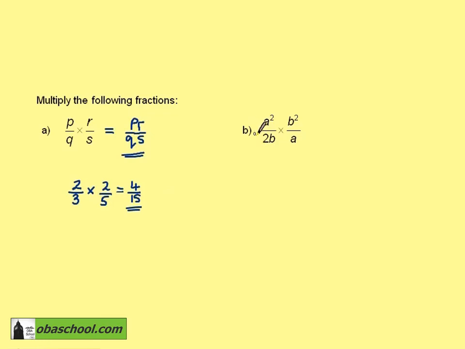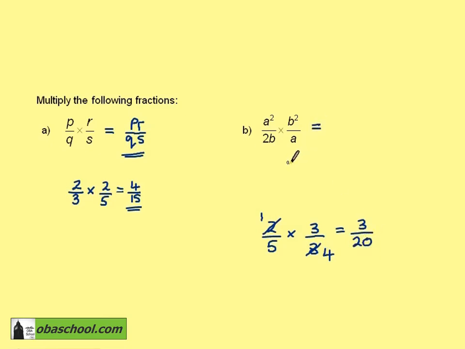Now let's look at a squared over 2b times b squared over a. This one would be more like 2/5 multiplied by 3/8. There is some cancelling that can be done here. 2 goes into 2 once, and into 8 4 times. Remember, cancelling must always be done between the top and the bottom. We then have 1 times 3, which is 3, over 5 times 4, which is 20.